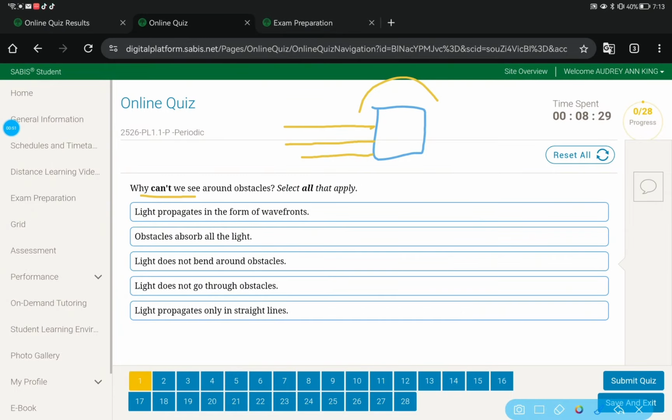And it's an opaque object, so that means it's not going to bend like this. So we can say it only goes in straight lines. We can say it does not bend around an obstacle, because if it goes in a straight line, how is it going to bend? And it does not go through the obstacle because we assume it's opaque.